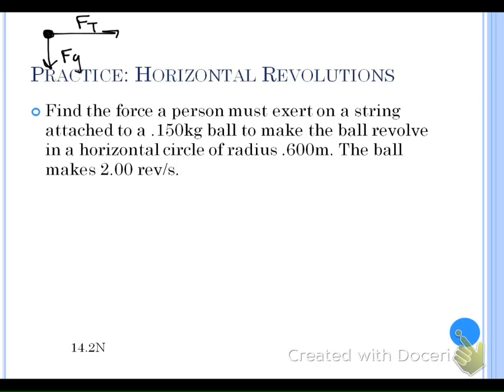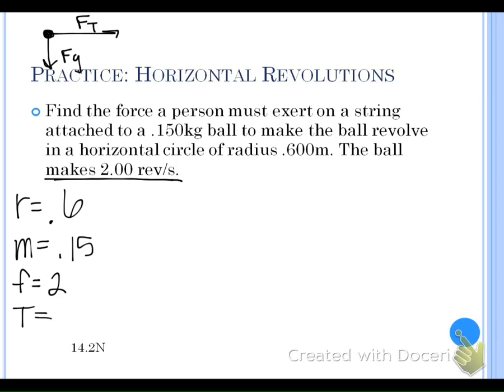Okay, so what can we pull from this problem? What things do we know? Yeah, the radius. Mass is 0.15. What does this part tell us right here? Makes 2 revolutions per second. Frequency. Okay, good. So frequency is 2, which makes our period what? 0.5. Yeah, 1/2. Remember T equals 1 over F. So T equals 1 over 2, which is 1/2, or 0.5.